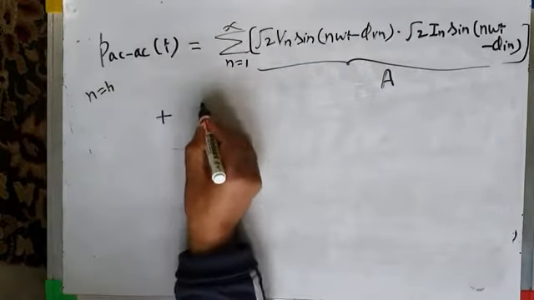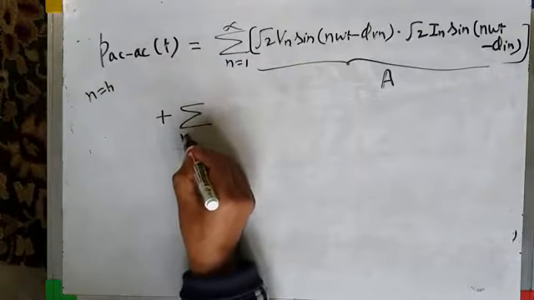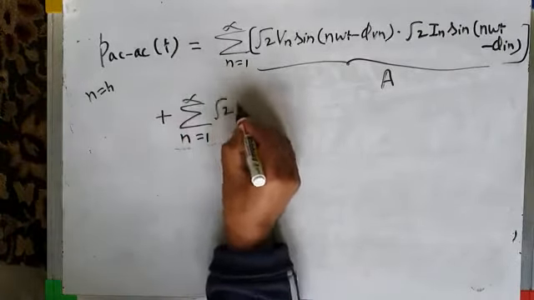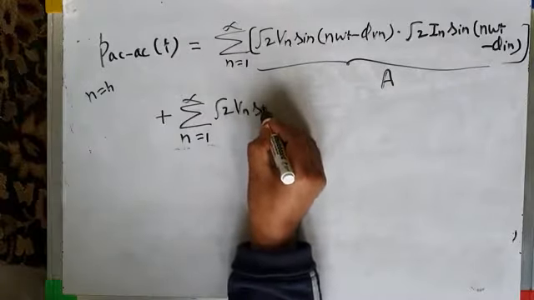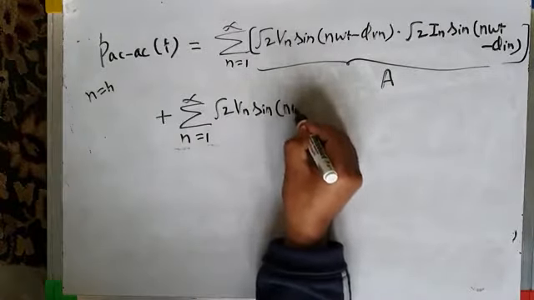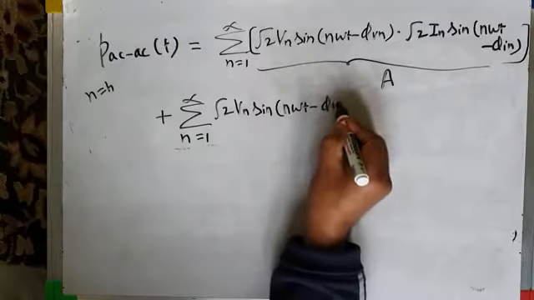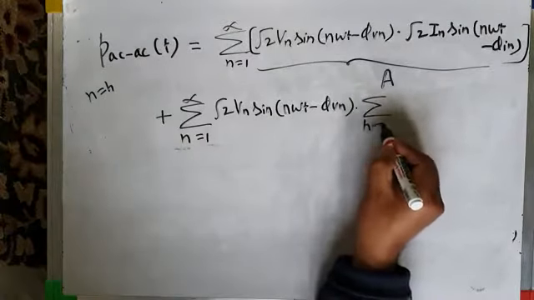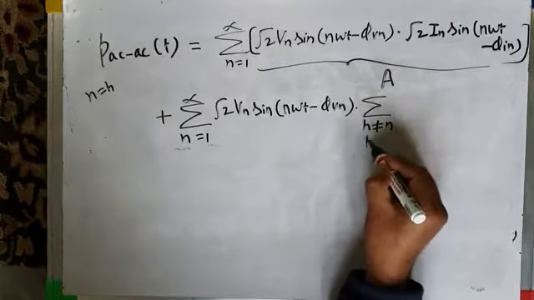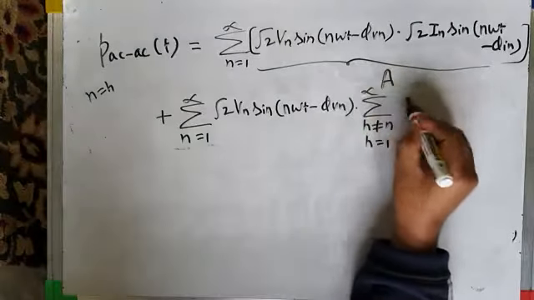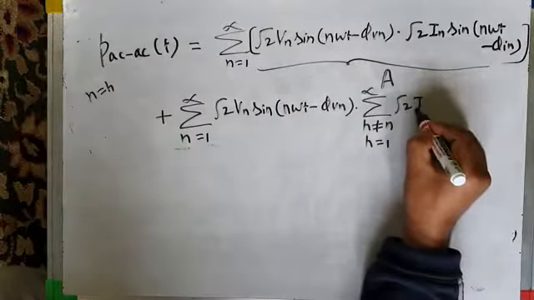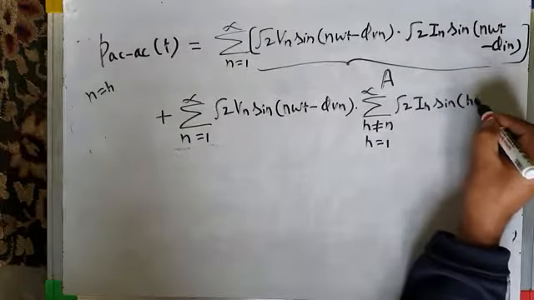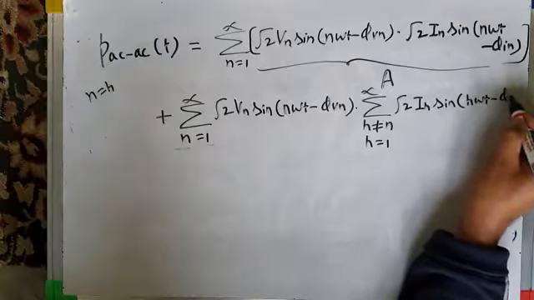Plus, summation n equal to 1 to infinity root 2 Vn sine of n omega t minus phi Vn, multiplied by summation h equal to 1 to infinity root 2 IH sine of h omega t minus phi IH, where h is not equal to n.